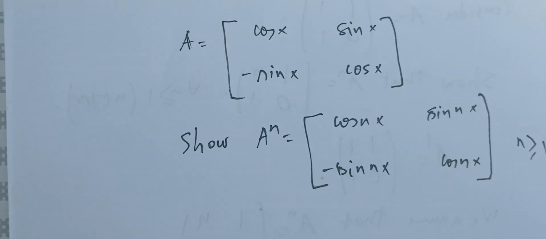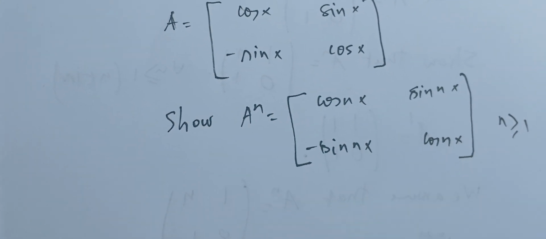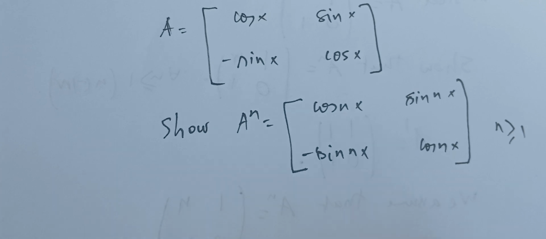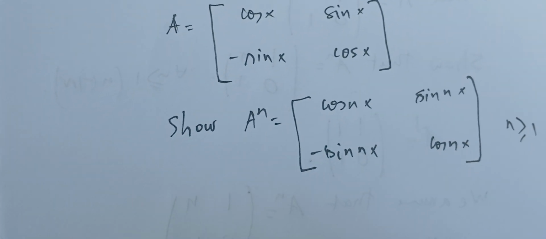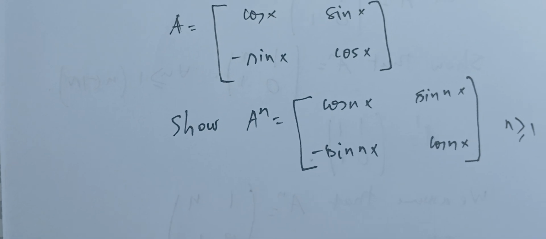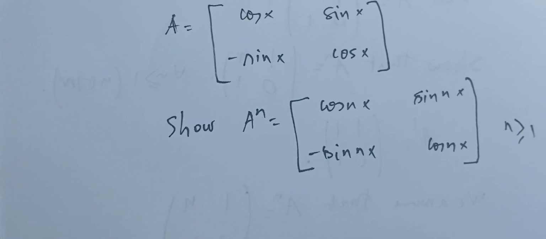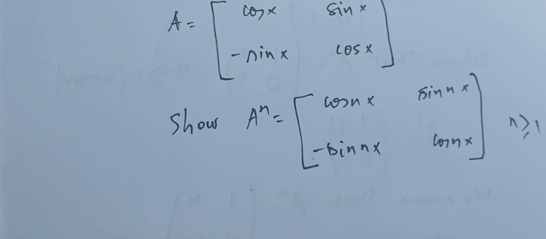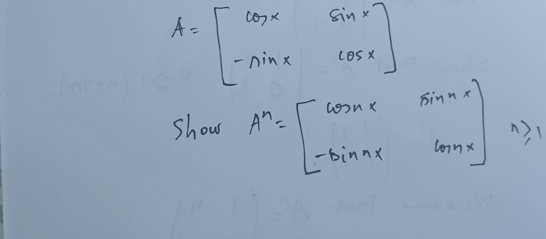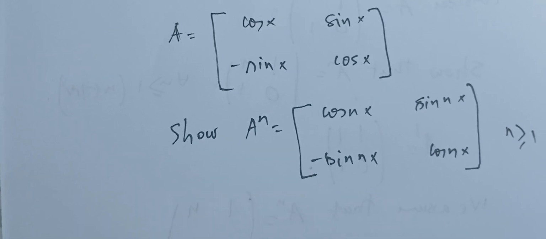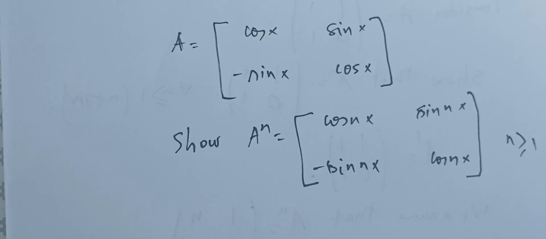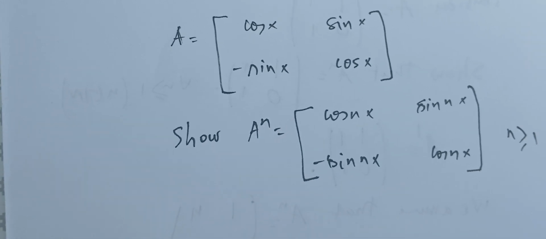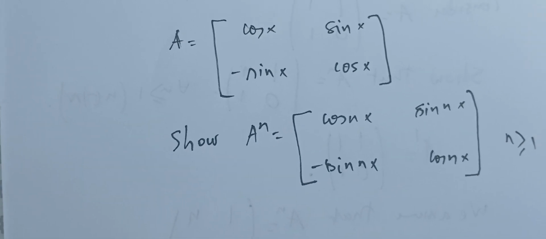To prove this result, we assume that one knows the cosine of the sum of the angles and the sine of the sum of the angles. These formulas must be known by heart, and also the multiplication of matrices. Okay, let's do the proof in this case.